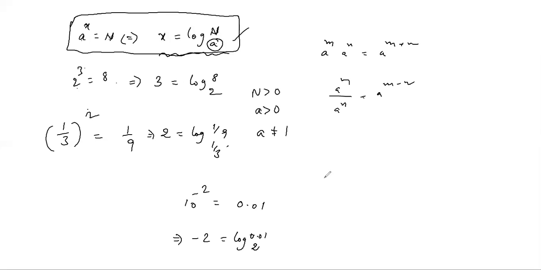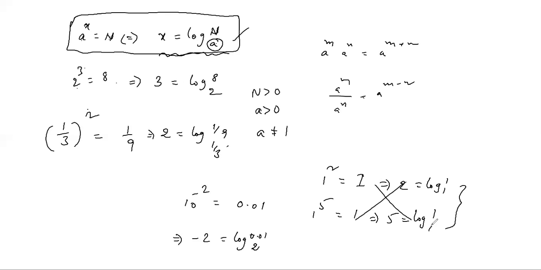For example, 1 square equals 1, 1 power 5 equals 1. Suppose if you apply the same formula, 2 equals log 1 base 1, 5 equals log 1 base 1. Both are the same but give different values, which is not correct. So that's why we won't take base 1 values.